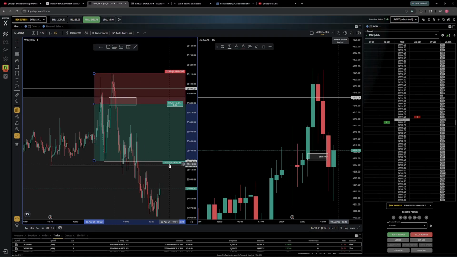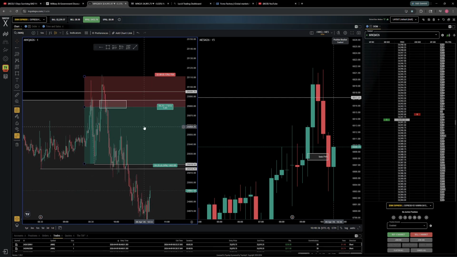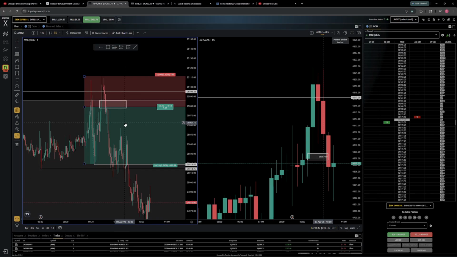But this is it. I'm risking 32 for 59 points. I'm getting a 1.8 risk to reward. I was only risking 200 on this one. And I only closed 2 of the contracts, so that's why I was only up the 236 or whatever it was.